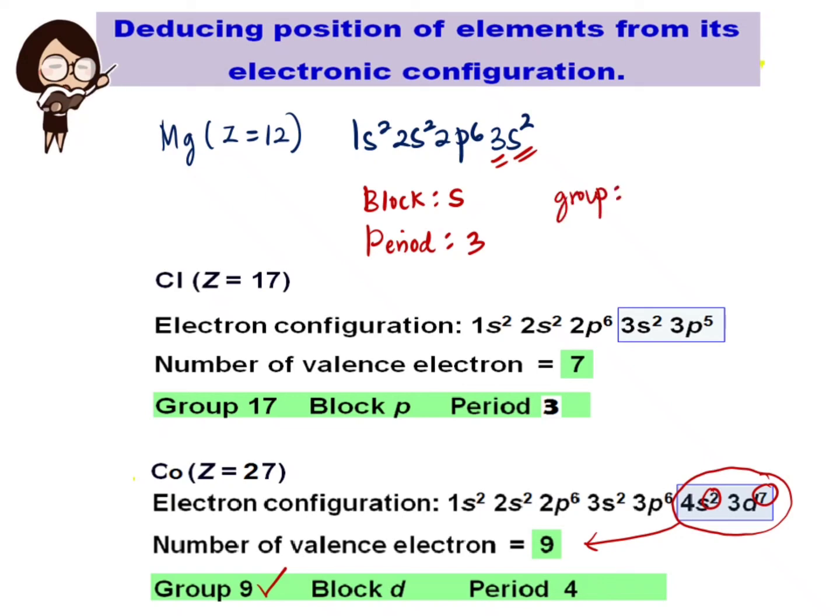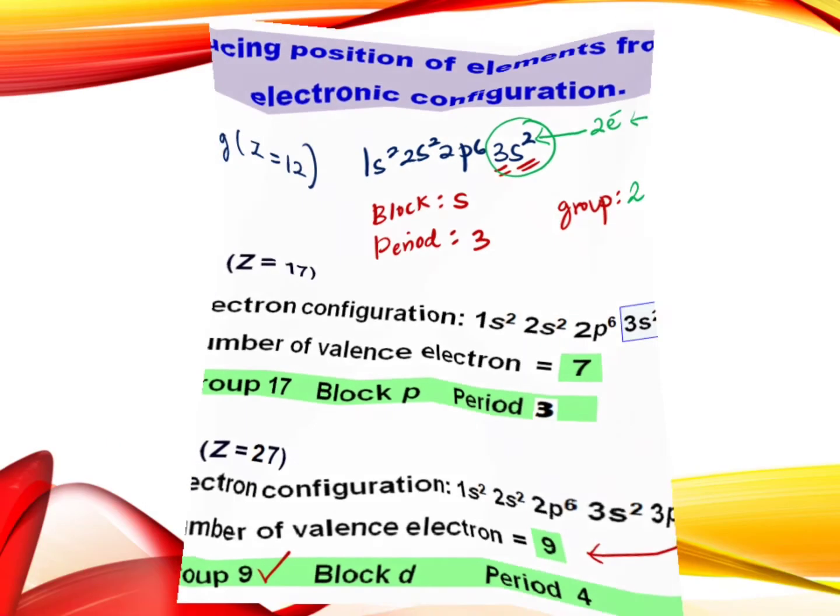How about group? Okay, group must depends on the valence electron. So how many valence electron here? Okay, so this is the outermost shell. So inside this outermost shell consists of 2 electrons. So these 2 electron adalah valence electron. It means that the magnesium adalah group 2. Like that. Boleh?